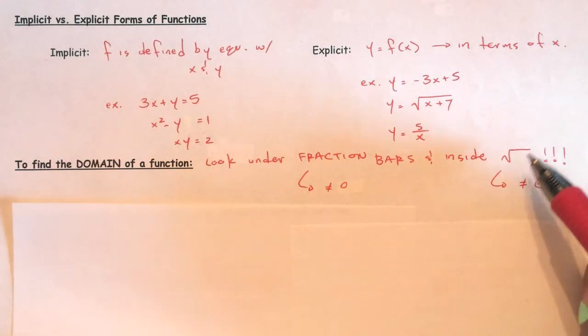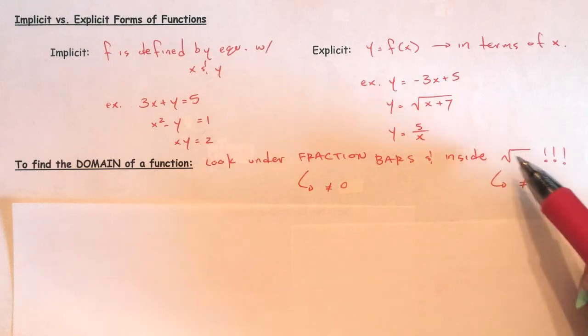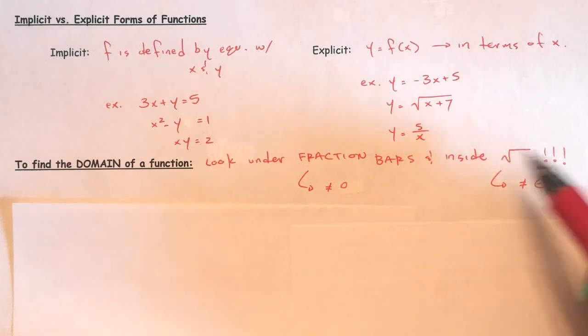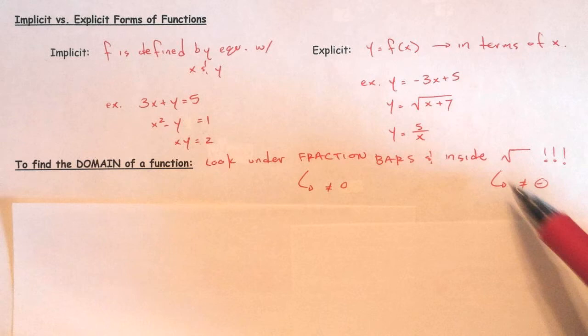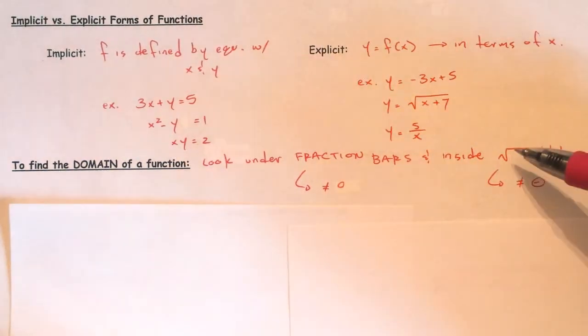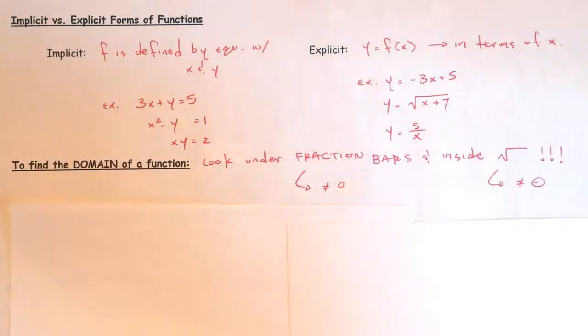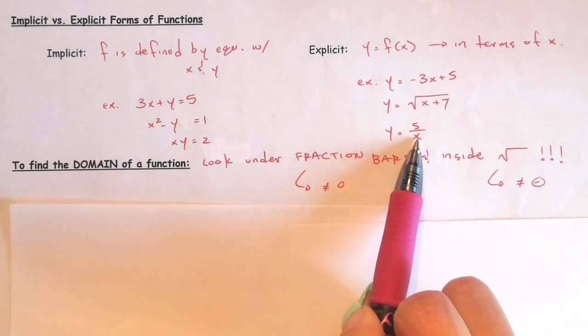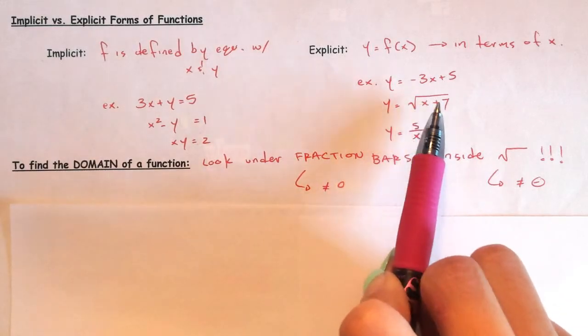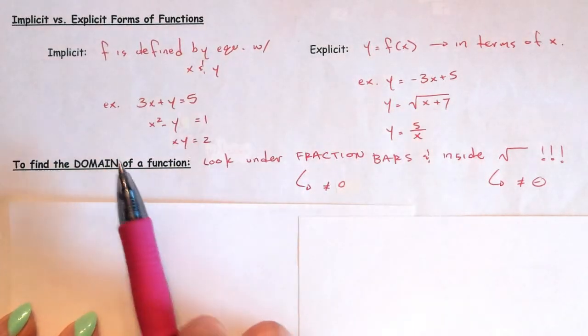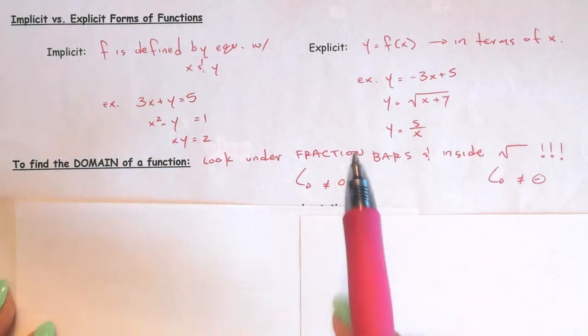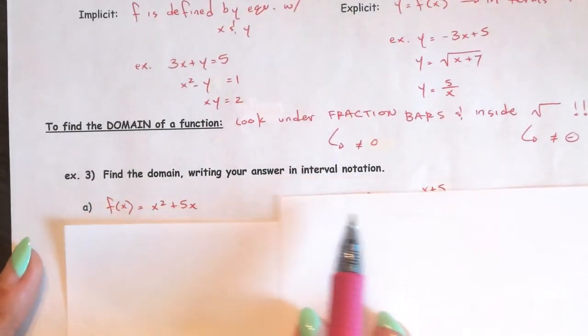Okay, and then also in an even radical, if this is a square root, a fourth root, a sixth root, you don't want a negative. Can you have a 0 inside here? Yeah, you can have a 0. The square root of 0, put in your calculator, it equals 0. So no 0 under a fraction bar, no negative inside a radical. That's domain. Okay, that'll tell you what the domain is. So I'm going to give you a couple examples of that.